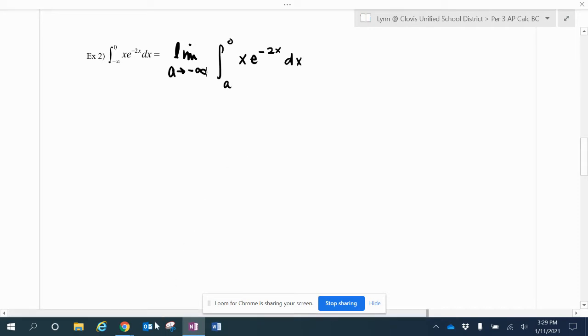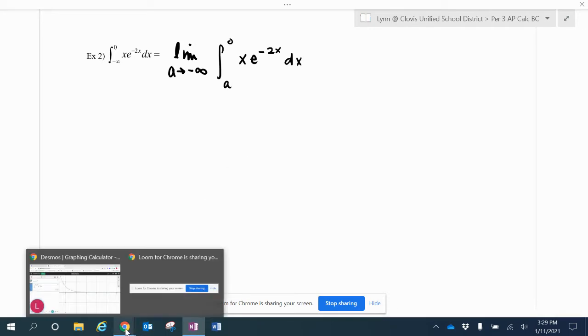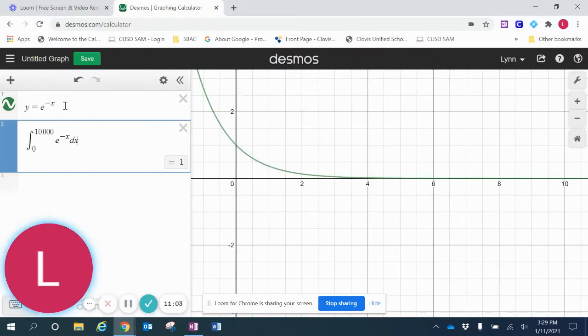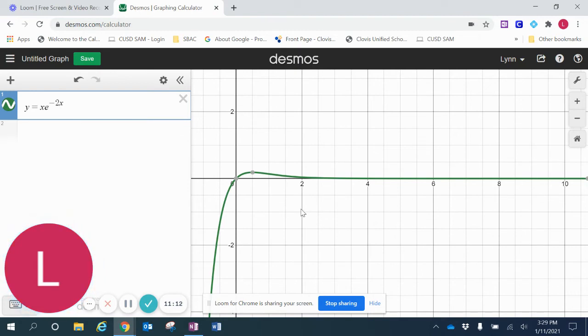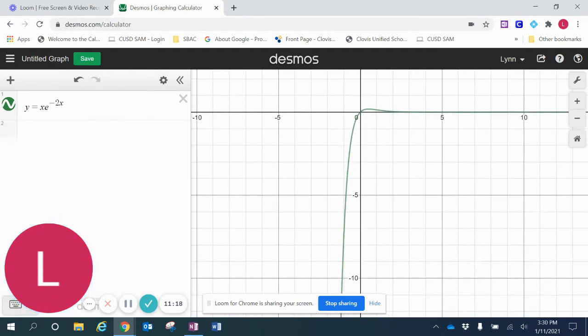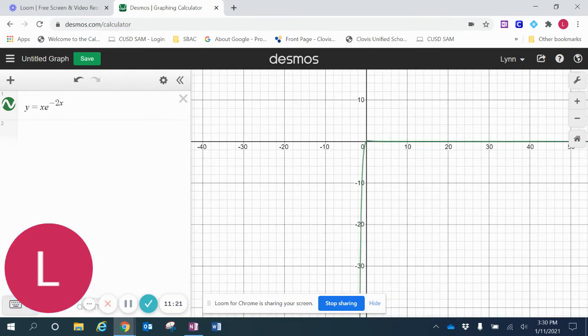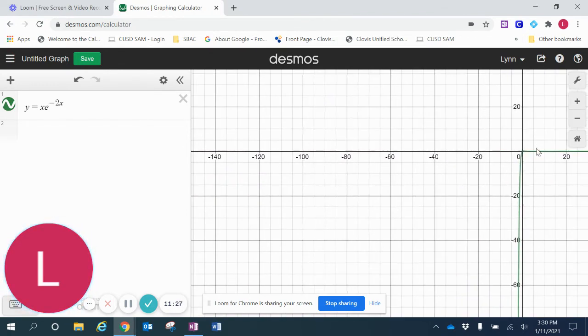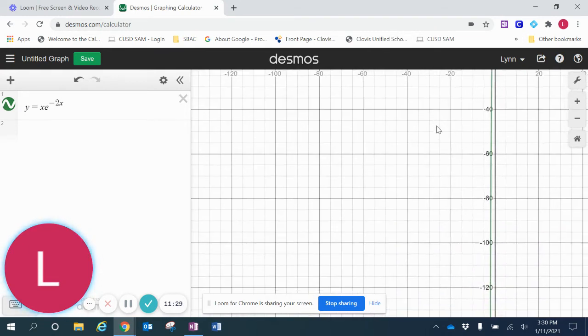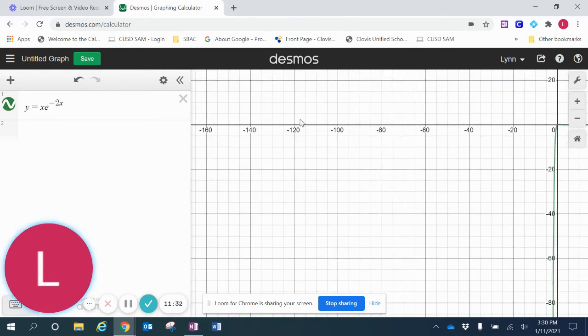Again, I'm going to graph it so that we can get a visual on what we're trying to investigate. So what was the equation? It was x times e to the negative 2x dx. This time we were finding the value from negative infinity to 0, so the area from negative infinity to 0 is all of this right here. Do you see how the branch of this graph does not close to the x-axis?